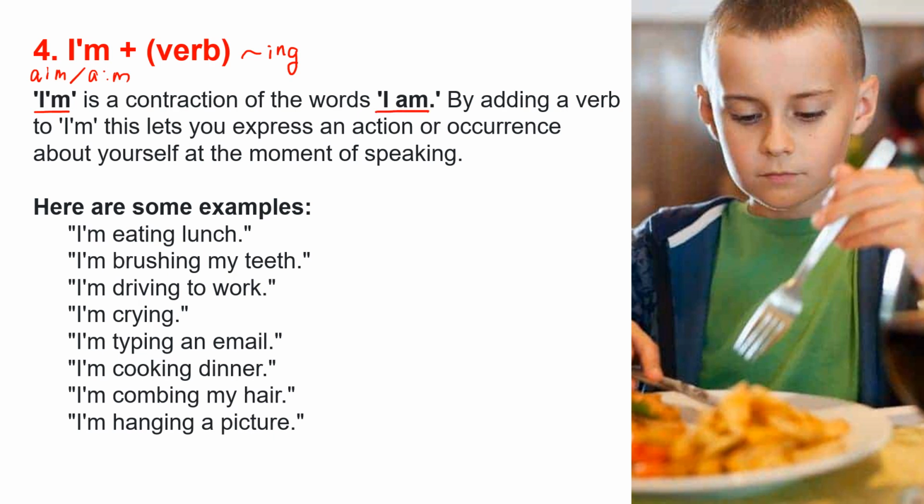By adding a verb to I'm, this lets you express an action or occurrence about yourself at the moment of speaking. Here are some examples. I'm eating lunch. I'm brushing my teeth. I'm driving to work. I'm crying. I'm typing an email. I'm cooking dinner. I'm combing my hair.